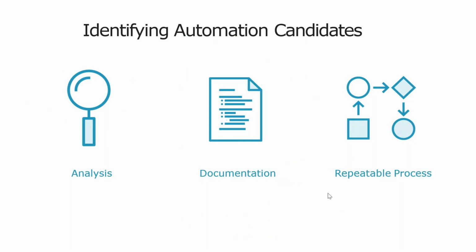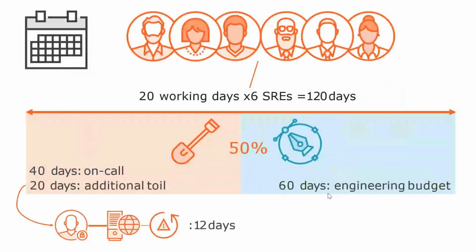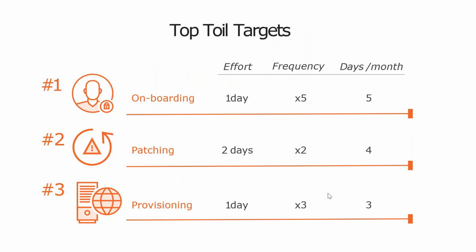So how do we identify the toil? Identification of an automation candidate includes analysis, documentation, and repeatable processes. Now for any toil, look at this: you have 6 people in the SRE team and 20 working days, so the total capacity is 120 days. Out of this, 50% you are spending on the engineering budget, 40 days on on-call, and 20 days on additional toil, and 60 days for the engineering budget. So you have to plan how much you require for that. Look at this and just prioritize.